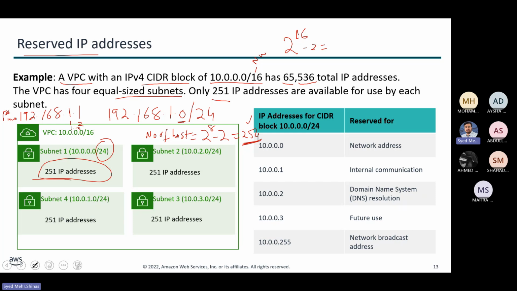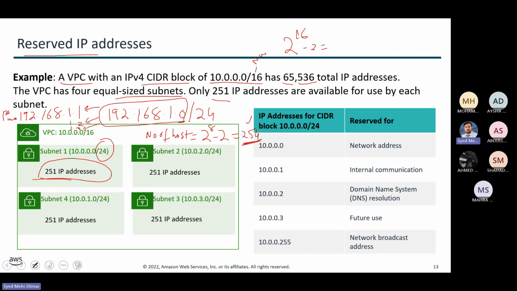So they are saying you cannot use these. For this network, the first usable IP is 1.1, the second is 1.2, the third is 1.3. But inside your VPC, you cannot assign these first three IPs. Maximum you can go is 251. Total 254 minus 3 becomes 251.